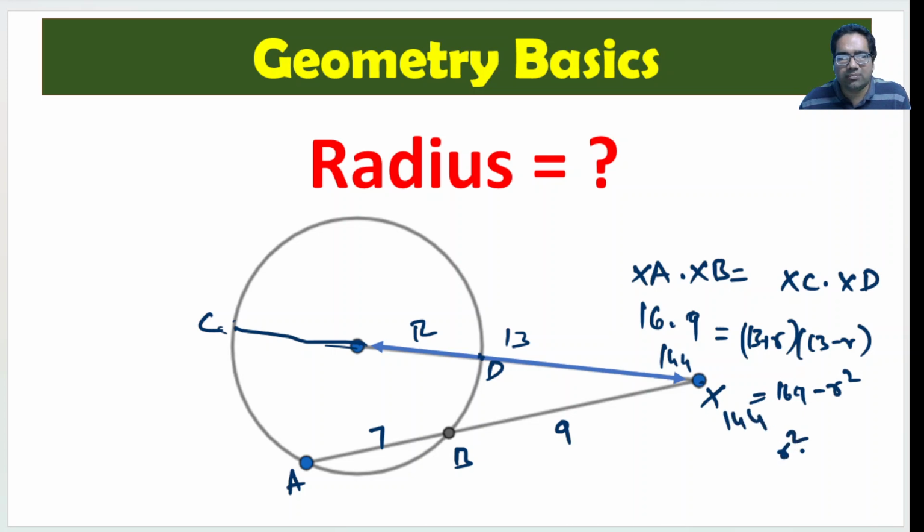What does that mean? R squared becomes 169 minus 144, which is 25. That means R equals 5. That is what we want. The radius is 5.